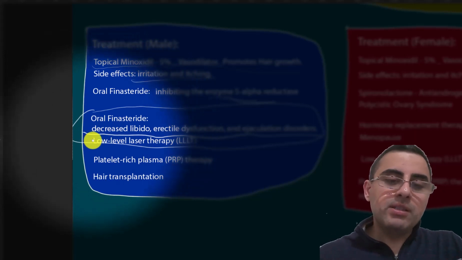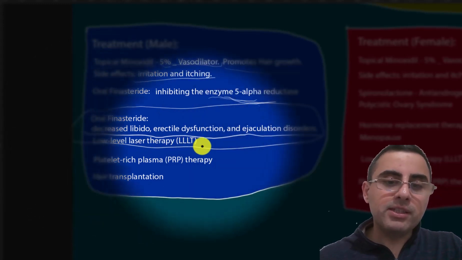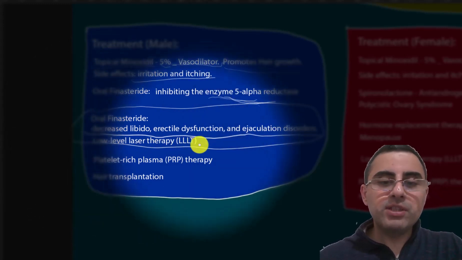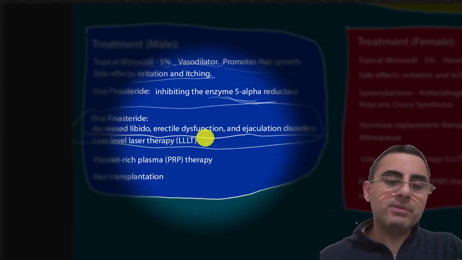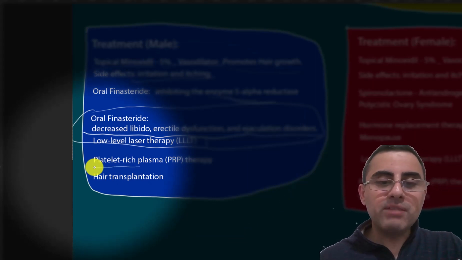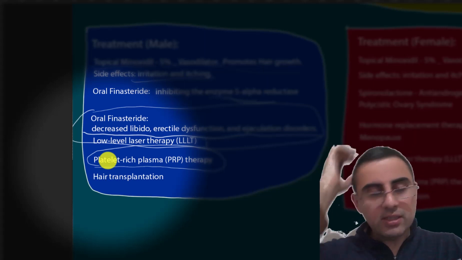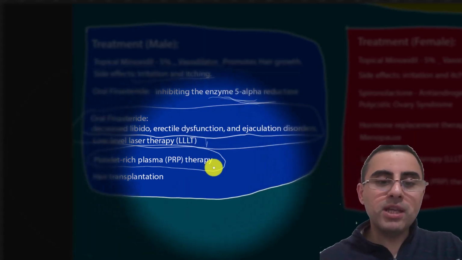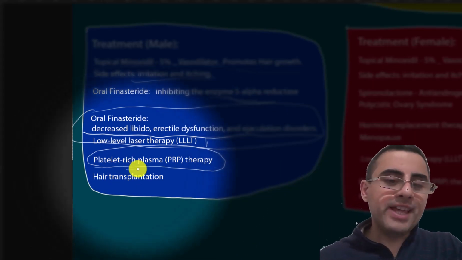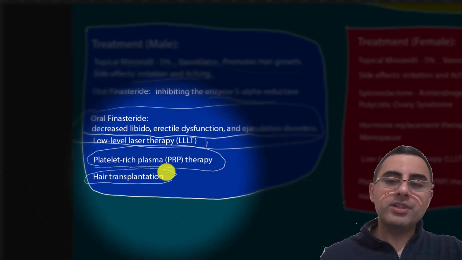Next treatment form is low-level laser therapy, LLLT. There are some researches according to which it effectively promotes hair growth. Another treatment is platelet-rich plasma therapy. It means we inject patient's own platelet-rich plasma into the skin, into the scalp. It promotes hair growth. And last option is hair transplantation or surgery.